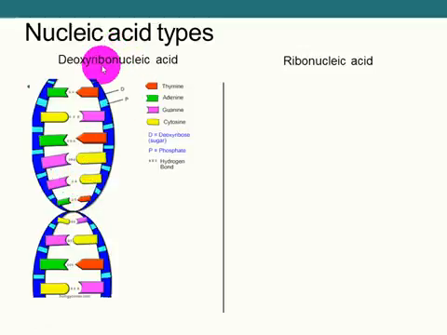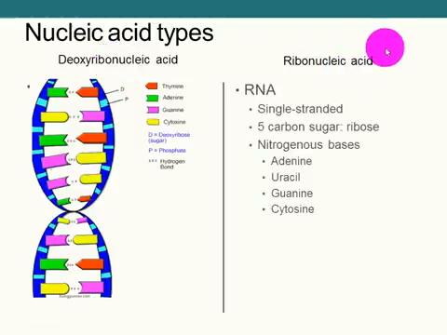Besides deoxyribonucleic acid, we have ribonucleic acid, which is also known as RNA. A couple of differences: where DNA is considered a double-stranded molecule with 2 strands, RNA is a single-stranded molecule. Instead of having deoxyribose as its sugar, it has ribose as its sugar. And you'll notice the nitrogenous bases are mostly the same. We still have an adenine, a guanine, and a cytosine. However, we have uracil instead of thymine. So if my A and T are always going to go together in DNA, in this case my A and U are always going to go together.